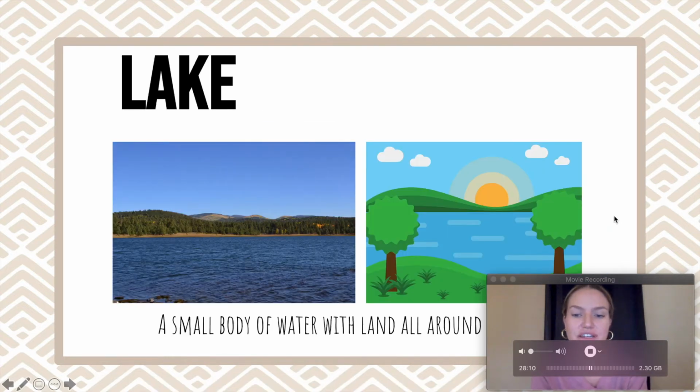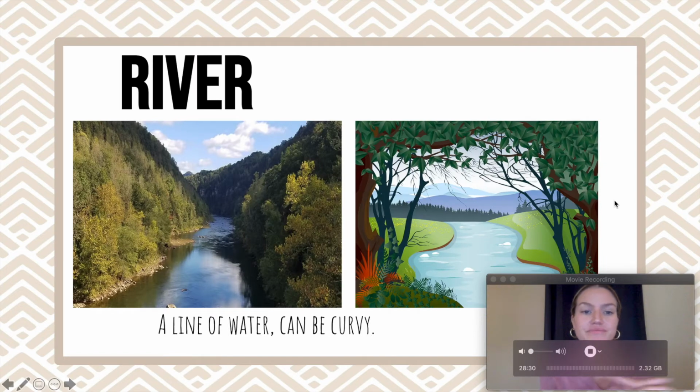right? And our second one is a lake. A lake is a small body of water with land all around it. So if you're at a lake, most lakes you will be able to see the land around it. Some lakes are very large and you might not see all the edges, but you will see that there's land around the lake. All right, and then we have river.